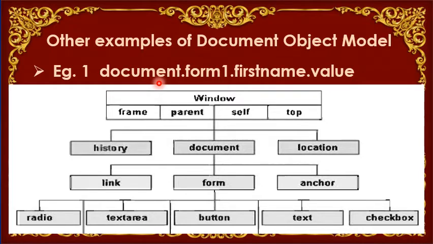First example, document.form1.firstname.value. This document is an object. Below that, the form object. That is, the name of the form is form1. Below that, the text field type. That is, the firstname field. So, dot firstname, dot value. It refers to the value of the firstname field.